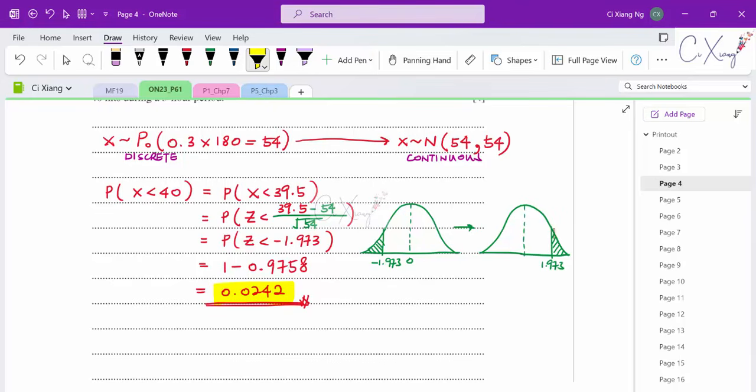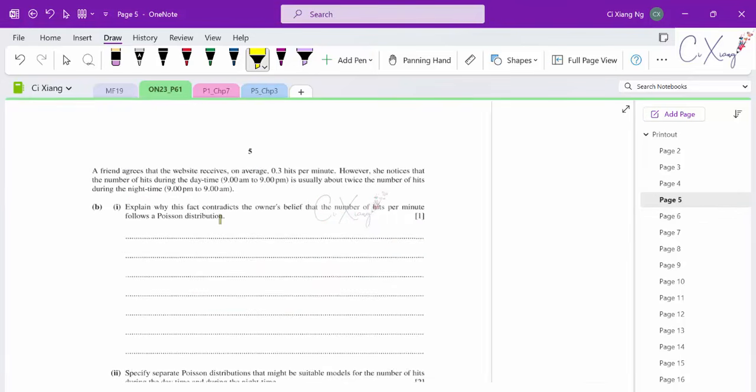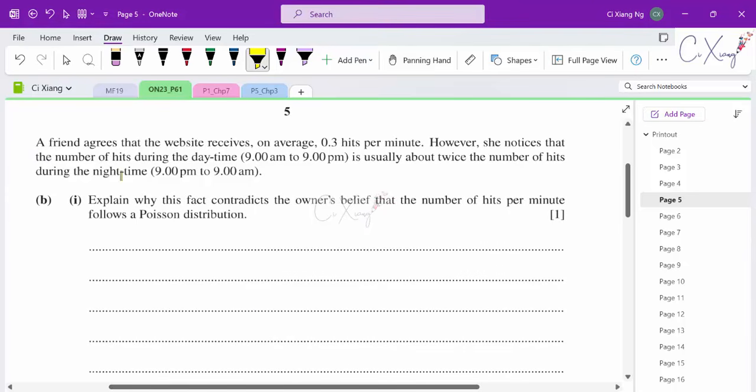Then let's continue further. For part B, they are saying that a friend agreed the website receives on average 0.3 hits per minute. However, she noticed that the number of hits during the daytime is usually twice the number of hits during the night time. So now they are asking why this fact contradicts the owner's belief that the number of hits per minute follows a Poisson distribution. If you have a look here, the number of hits in the daytime is twice the number of hits during the nighttime.